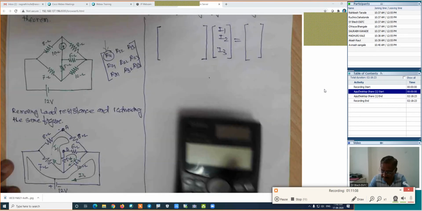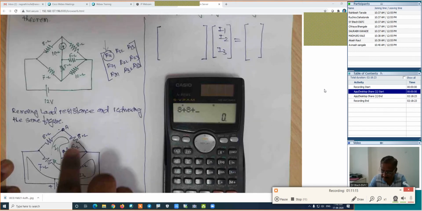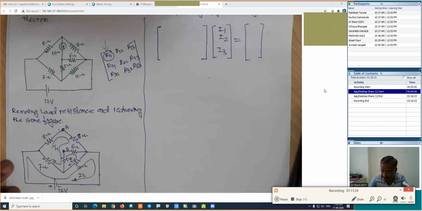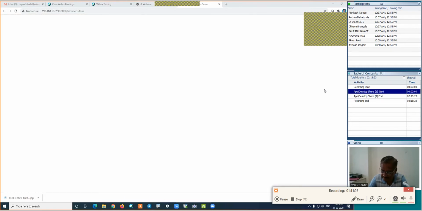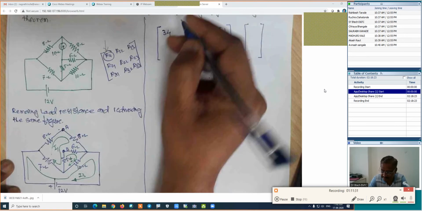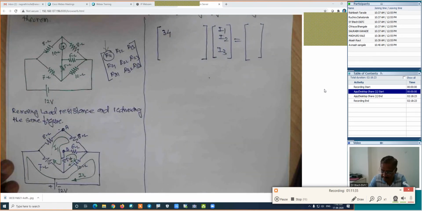Look at this. This is 8 plus 8 plus 6 plus 5 and finally plus 7. How much is the value? 34. Is it right? This R11 is 34. In the direct inspection method, only the diagonal elements are positive, and all remaining elements are negative. 34 is for the loop 1 current. I will check once again: 8 plus 8 plus 6 plus 5 plus 7.